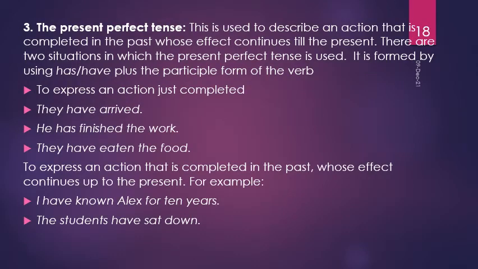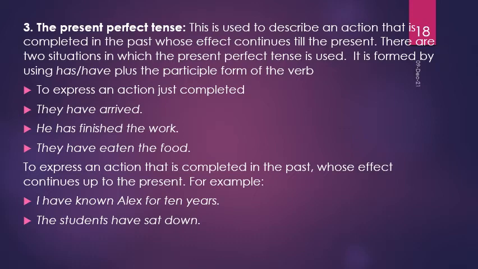The present perfect tense is used to describe an action that is completed in the past whose effect continues till the present. There are two situations in which the present perfect tense is used. One, it is formed by using has and have plus the participle form of the verb.